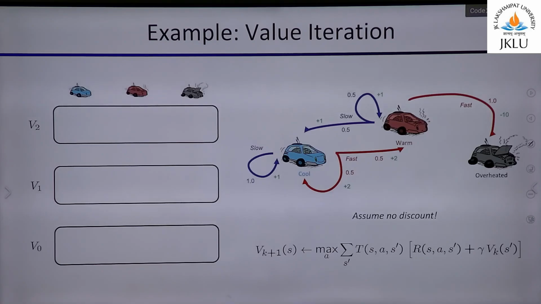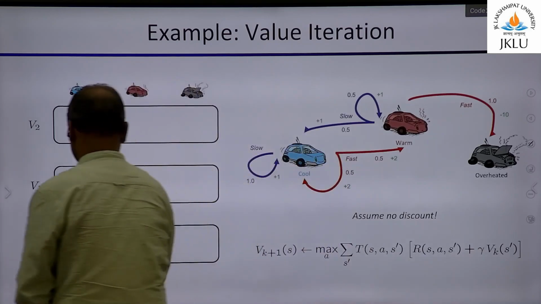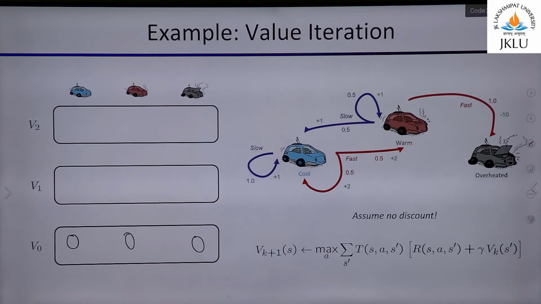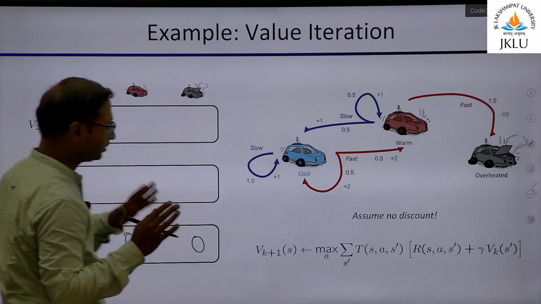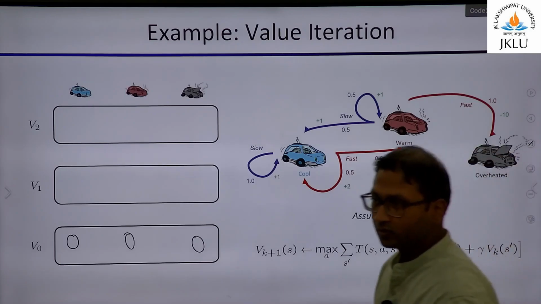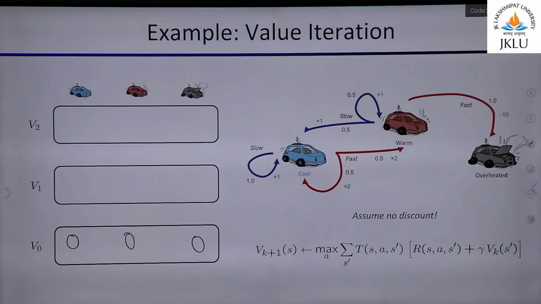V0. V0 is all zeros if you say so. V1. No need to look at the equation. V1. So V0 all zeros, everybody understands. V1, you said. So he says 210. Why 210? So talk about this state.